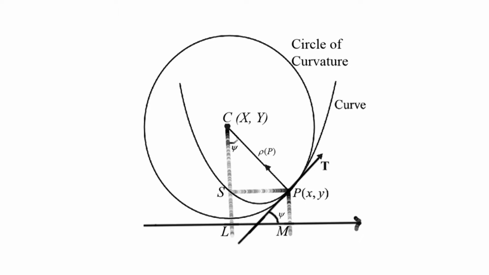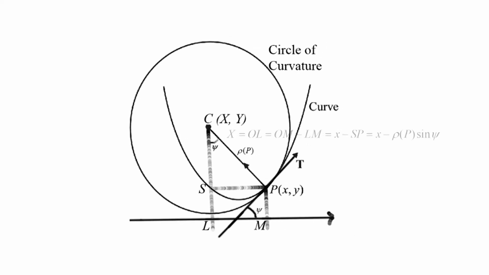Let psi be the angle made by the tangent at P to the curve with respect to the positive direction of the x axis. Draw perpendiculars from the points C and P to the x axis and let them meet the x axis at the points L and M respectively. Then draw perpendiculars from P to the line segment CL that meet at the point S. From the figure, it can be seen that angle PCL is equal to psi.